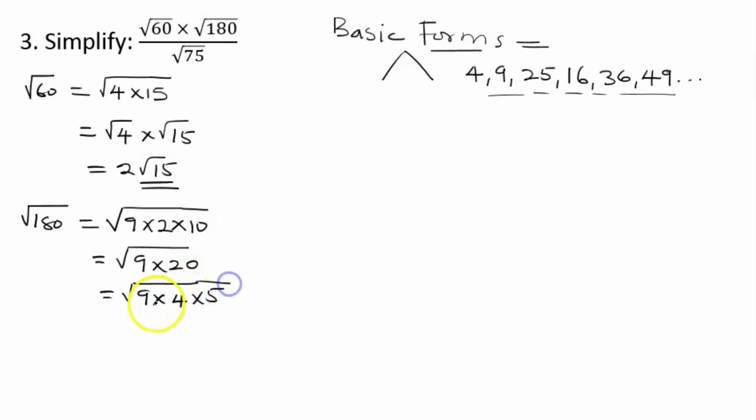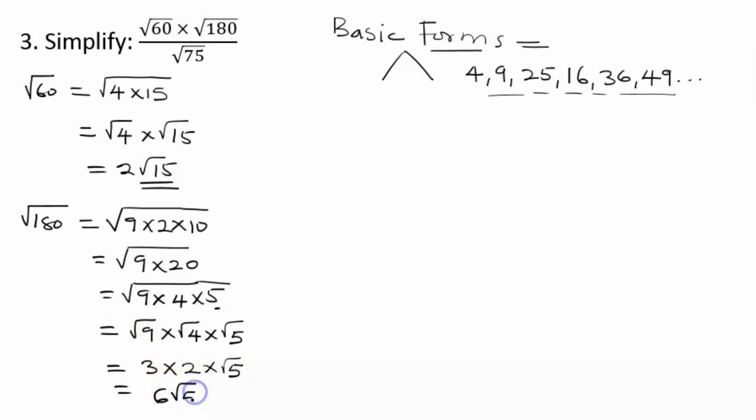All right, now I can see that this 5, which is the last one, cannot have any factor that will be a perfect square. So what do I do? I split them. This is root 9 multiplied by root 4, then multiplied by root 5. So when this is done properly, you are going to have 3 multiplied by 2 multiplied by root 5. When you do this, you have 2 times 3, which is 6, then root 5. So this is the basic form for root 180.